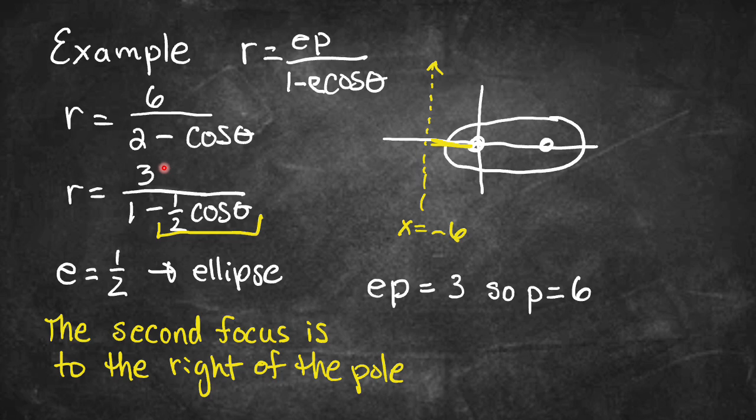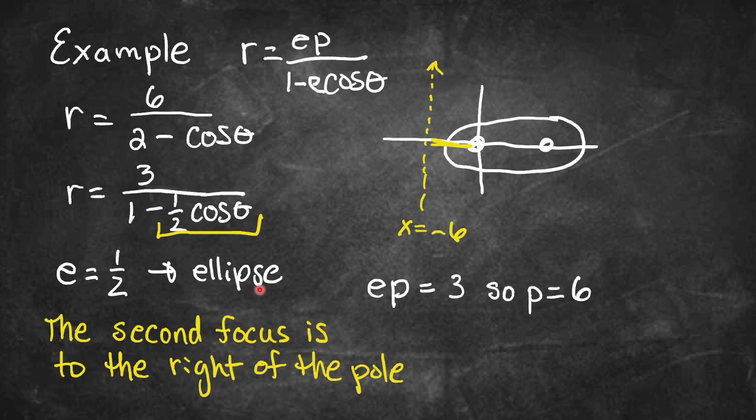So what I get is a 3 in the numerator, and I have 1 minus a half cosine theta in the denominator. So now I know what's in front of this cosine. That's my value of e, which is a half. And that tells me that this is an ellipse, because an ellipse is when our e is between 0 and 1.